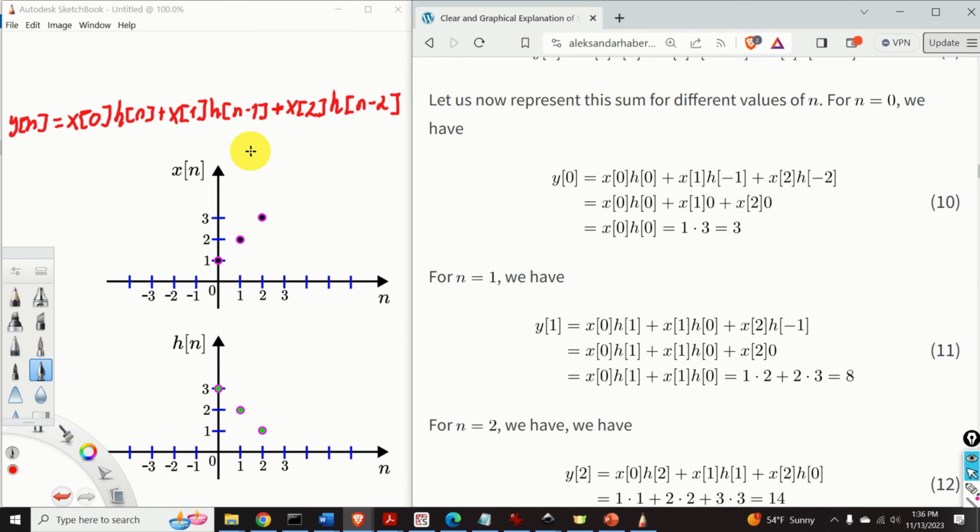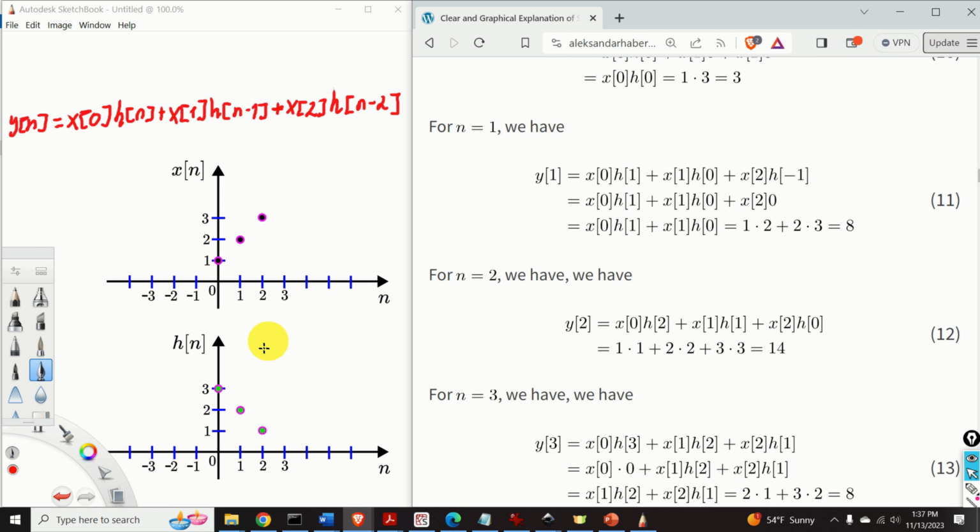For n equal to 0, we simply substitute n equal to 0 over here, and we obtain x of 0, h of 0, x of 1, h of minus 1, x of 2, and h of minus 2. Now, let's look at this graph. We can observe that h of minus 1 and h of minus 2 are zeros. Consequently, we are only left with a single term, x of 0 multiplying h of 0, and by substituting x of 0 is equal to 1, and h of 0 is equal to 3, we obtain 1 times 3 is equal to 3.